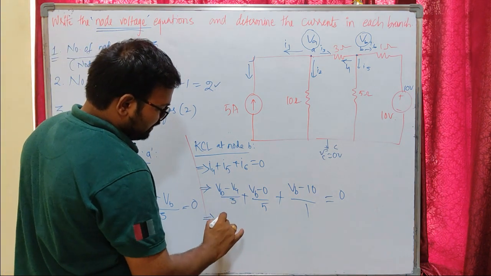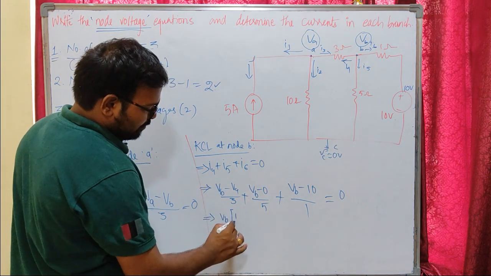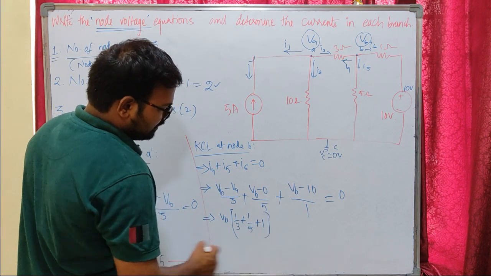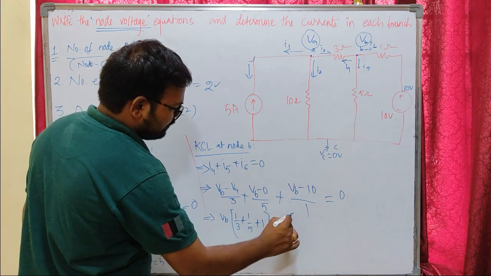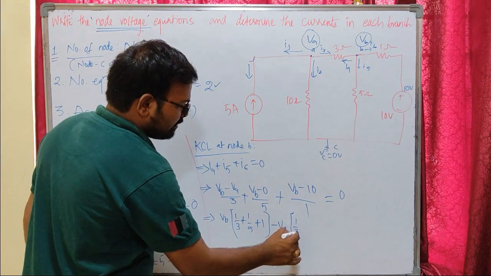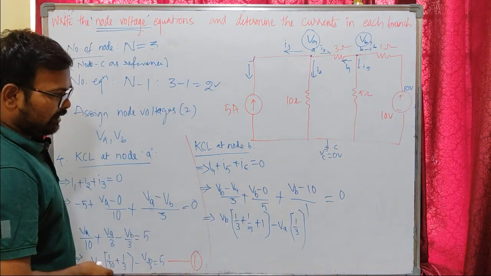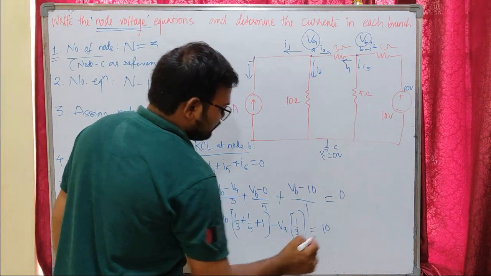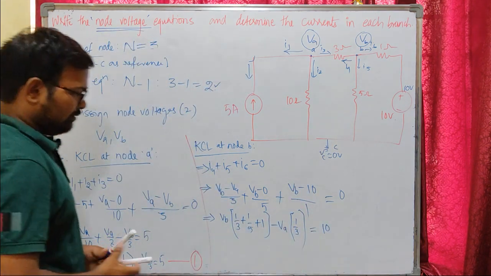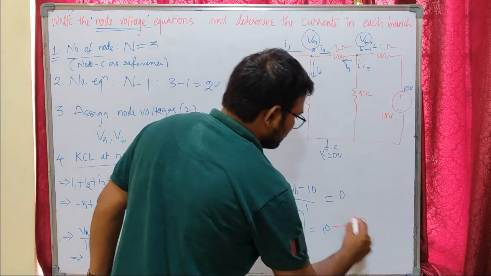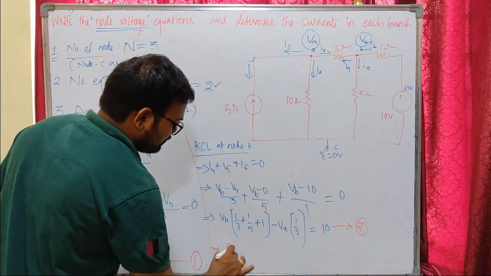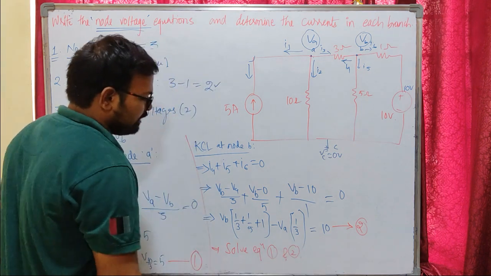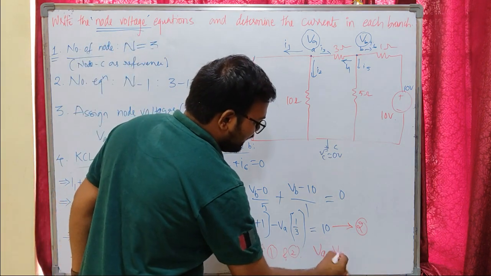Now I am going to segregate these. I take VB as common, so that will be 1 by 3, here 1 by 5, and here 1. Similarly for VA, I take minus VA as common, that will be 1 by 3 here. There is no term left except one constant, which I am going to send to the other side. So this is our second equation. You need to solve equations 1 and 2, and then you are going to get the node voltages VA and VB.